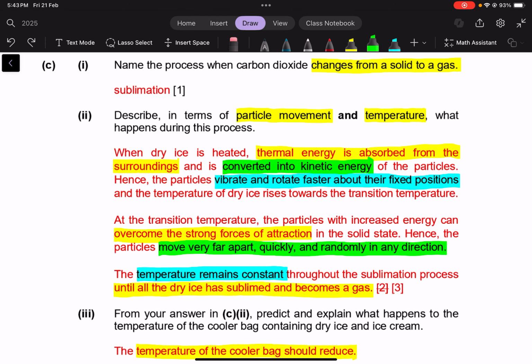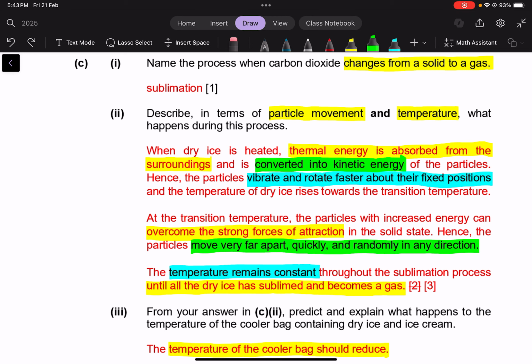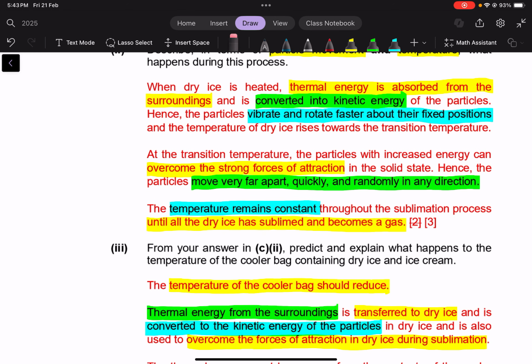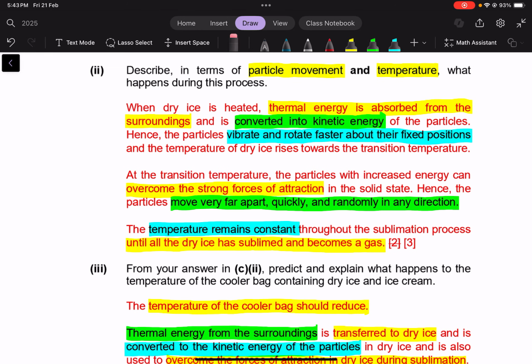Okay, next part, the last question. A lot of you are able to point this out. So the process is sublimation. A lot of you managed to give the correct answer. For part 2 and part 3, it was quite poorly done because I guess most of you are not familiar with how to use energy change to describe a change in state.